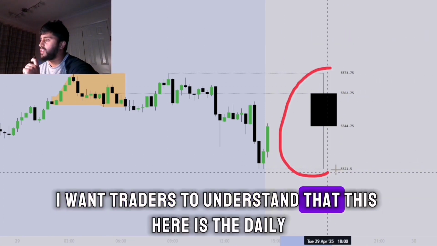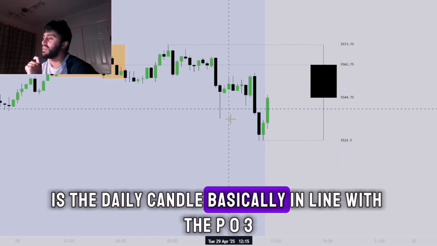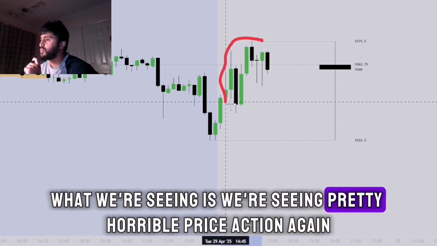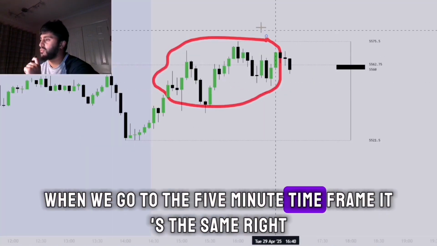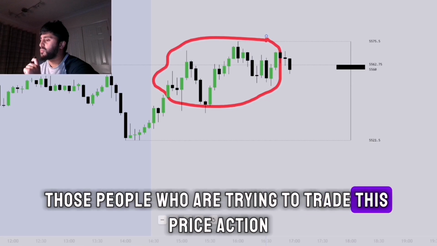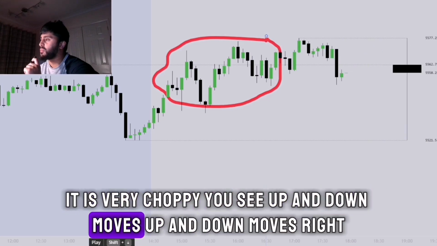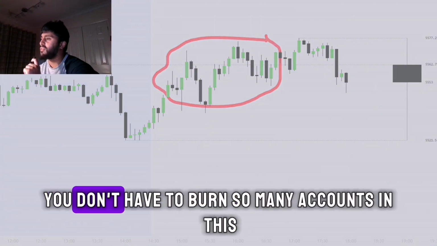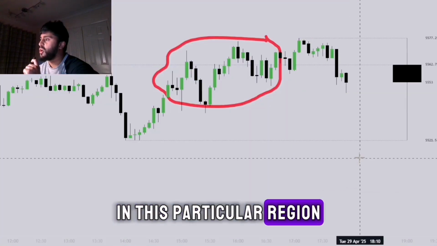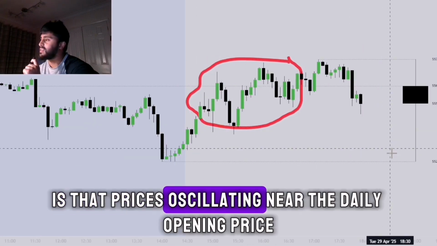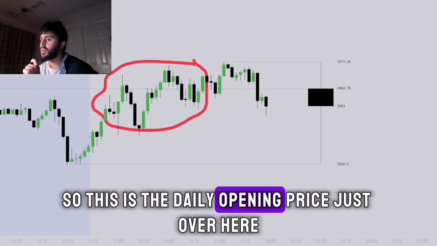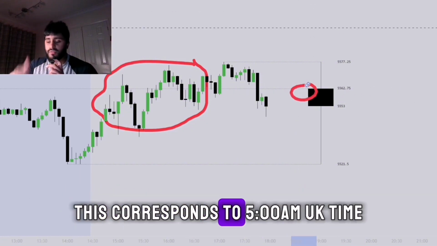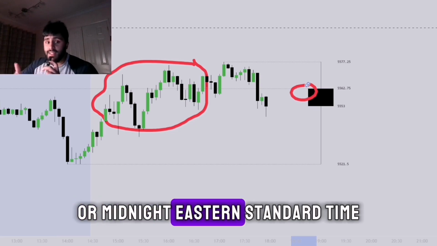I want traders to understand that this here is the daily candle basically in line with the PO3. So if we play price on a little bit further, what we're seeing is pretty horrible price action. Again, when we go to the 5 minute time frame, it's the same, right? Those people who are trying to trade this price action, it is very choppy. You see up and down moves, right? I used to burn a lot of accounts in this particular price action, and you don't have to burn so many accounts in this particular region. What's going on here is that price is oscillating near the daily opening price. So this is the daily opening price just over here. This is the New York midnight opening price. So this corresponds to 5 a.m. UK time or midnight Eastern Standard Time.